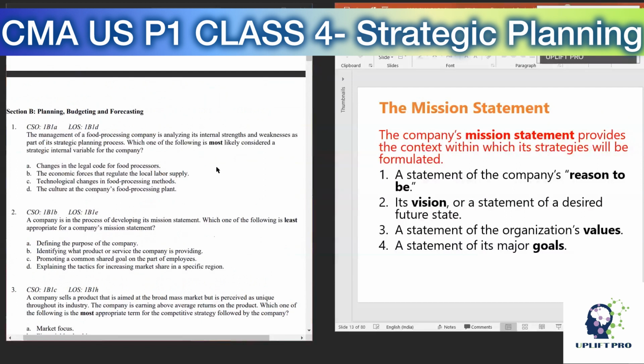Okay, question number 1. The management of a food processing company is analyzing its internal strengths and weaknesses as a part of a strategic planning process. Which one of the following is most likely considered a strategic internal variable for the company? Changes in the legal code for food processors, the economic forces that regulate the local labor supply, technological changes in the food processing industry, the culture of the company's food processing plant.